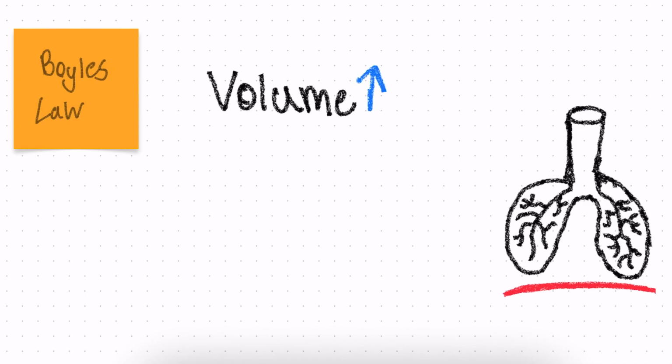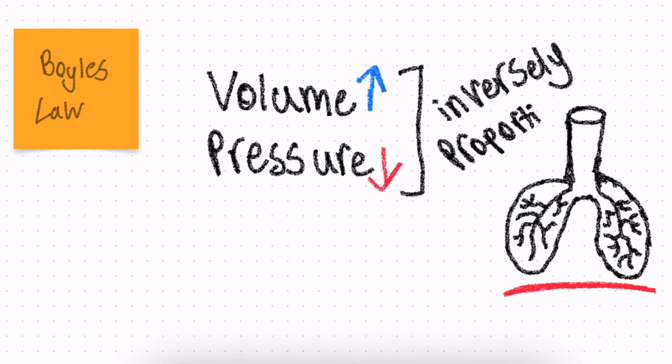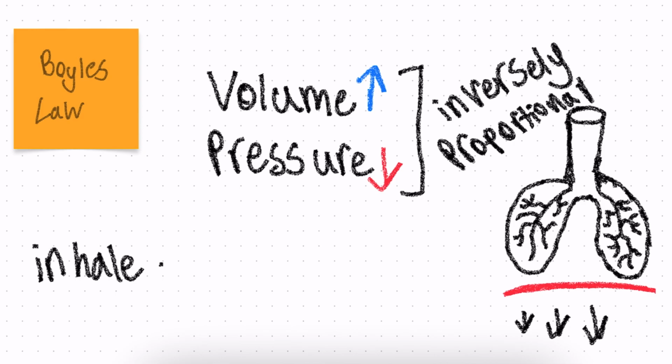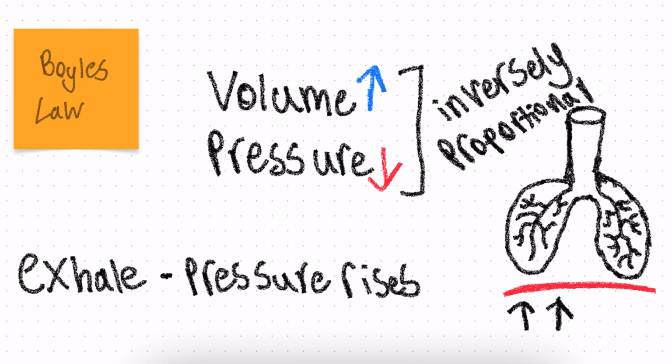This law states that as volume rises, pressure drops. This means that volume and pressure are inversely proportional. When you inhale, the pressure drops as the diaphragm is pushing downwards and air is entering the lungs and expanding. When you exhale, the diaphragm rises and the volume decreases and the pressure rises.